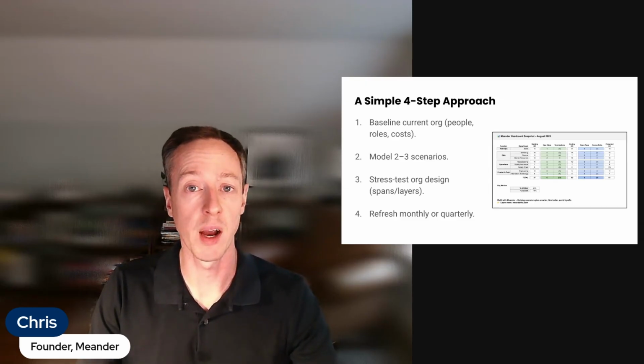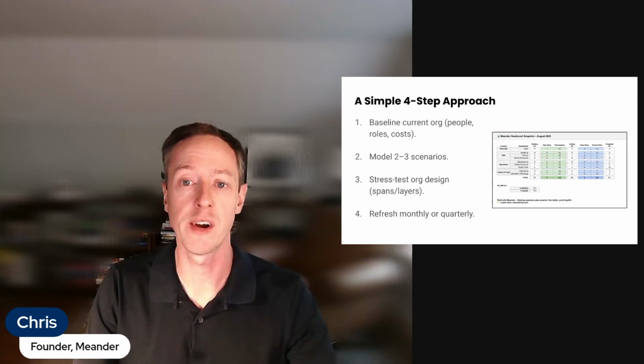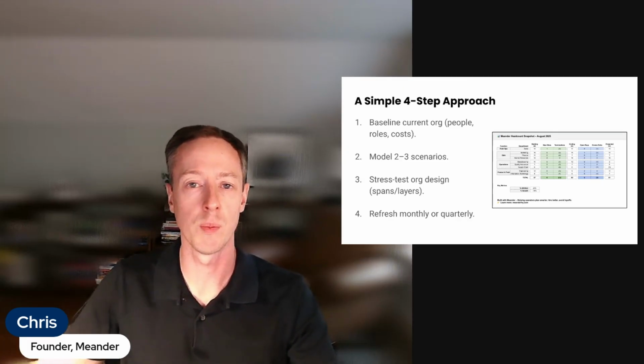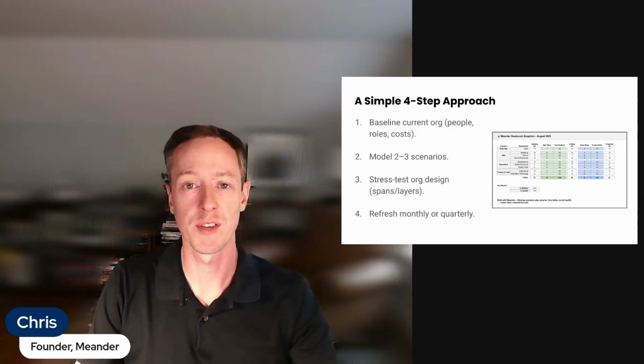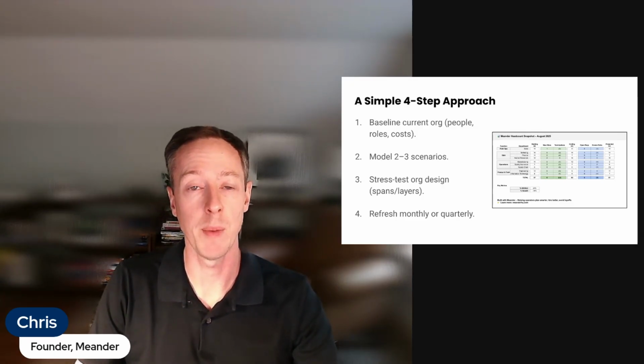Second, model a few scenarios. So maybe you're coming up with this example scenario we used here where you say, okay, we think we need to launch a new product 12 months from now. This is what we need to do. Maybe you then come up with a scenario where actually we don't need to launch a new product. We need to improve the product that already exists. And that's a second baseline scenario.